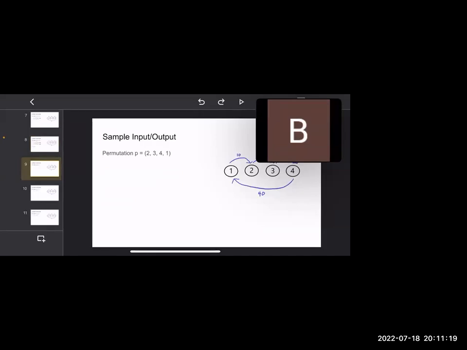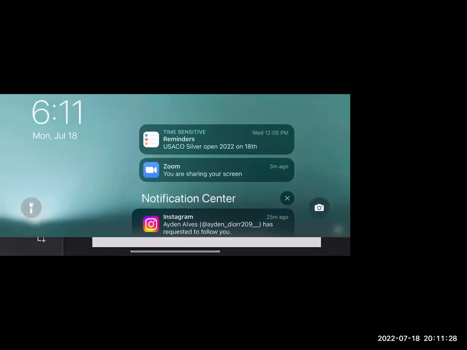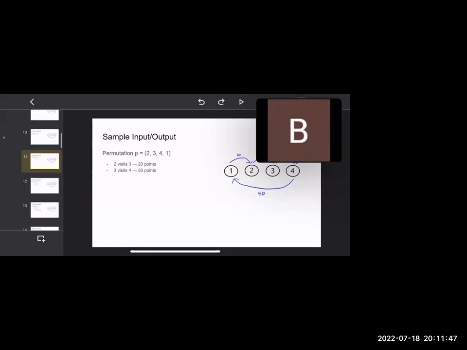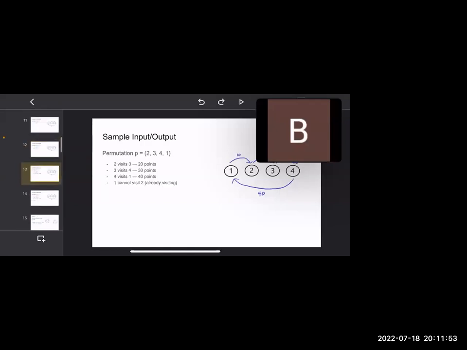Okay, so now we'll try a better permutation, because that one obviously wasn't the most optimal, since we had 2 cows that couldn't visit their respective A_i's. So let's try permutation 2, 3, 4, 1. So cow 2 would try to visit cow 3, and then they will get 20 points. 3 visits 4, they'll get 30 points. 4 visits 1, they'll get 40 points. The 1 cannot visit 2 since 2 already visited, so they're the only one that does not generate points. So in total, we get 90 points.